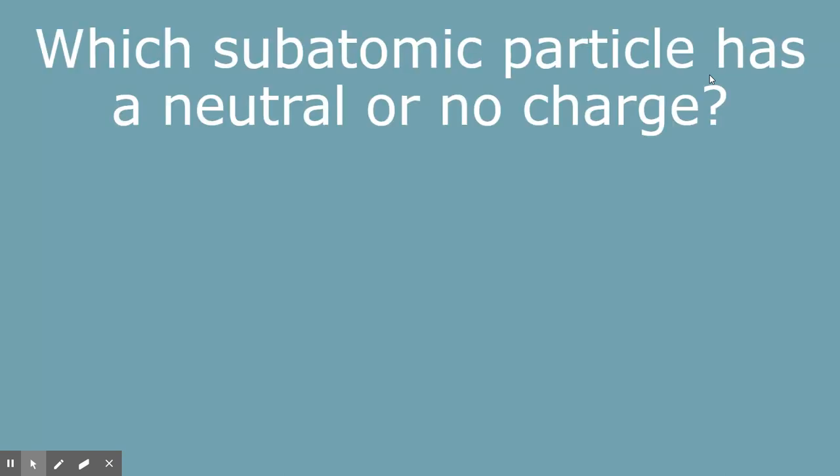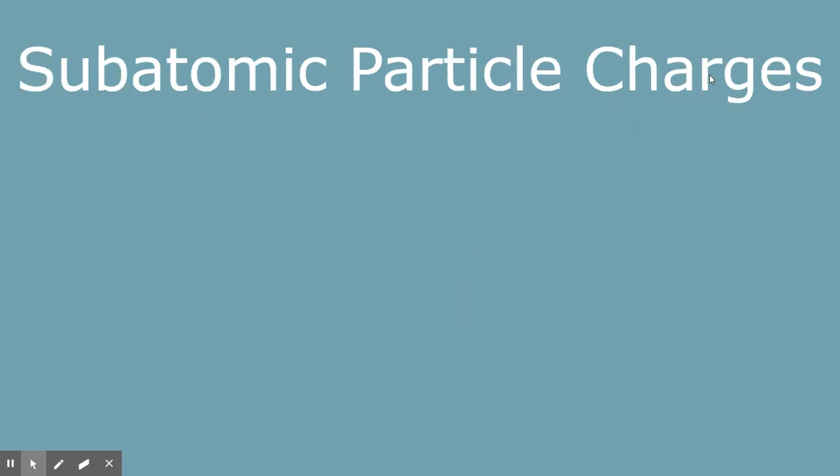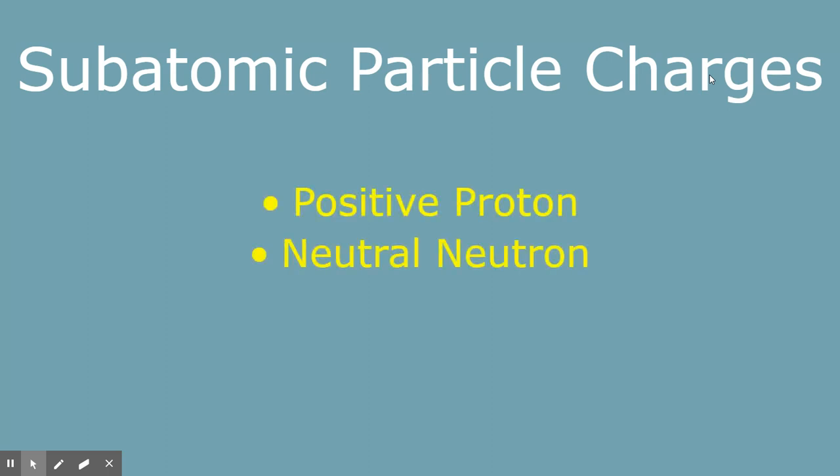The subatomic particle that has a neutral or no charge is located in the nucleus alongside the protons. When we add the protons and this particle together, we get the atomic mass of an atom. So the particle is a neutron. Subatomic particle charges. Okay, remember that protons are positive, neutrons are neutral or no charge, and electrons are negative.